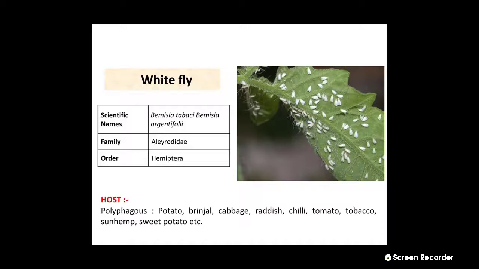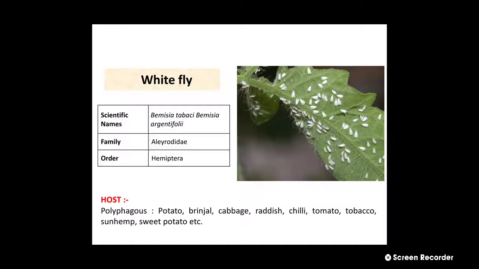There are two species which attack the tomato, that is Bemisia tabaci, and the second one is Bemisia argentifolii. Both species belong to family Aleyrodidae and order Hemiptera. Then the damaging stages of the pest are nymphs and adults. This is also a polyphagous pest, attacking potato, brinjal, cabbage, radish and so many crops. In the image we can see the whitefly attack on the lower side of the leaves of tomato.